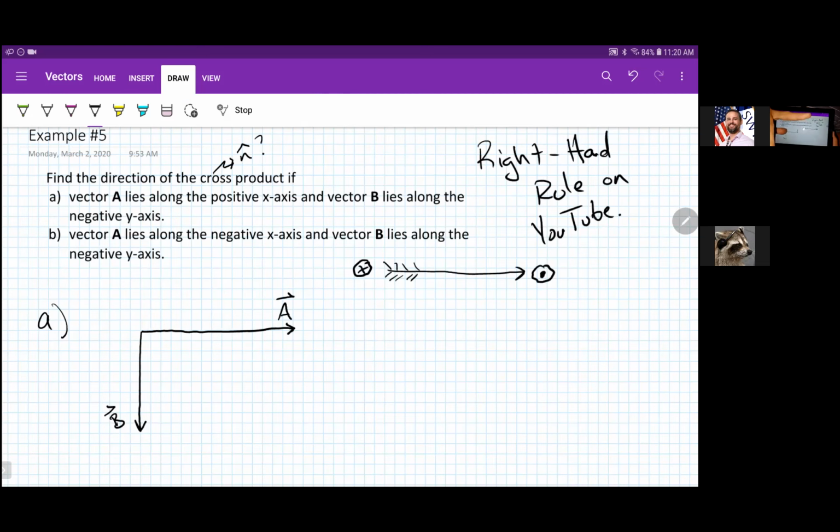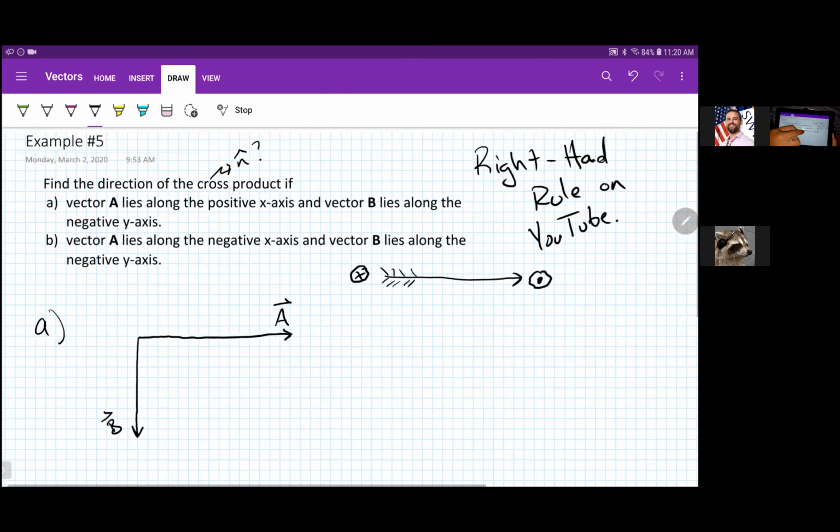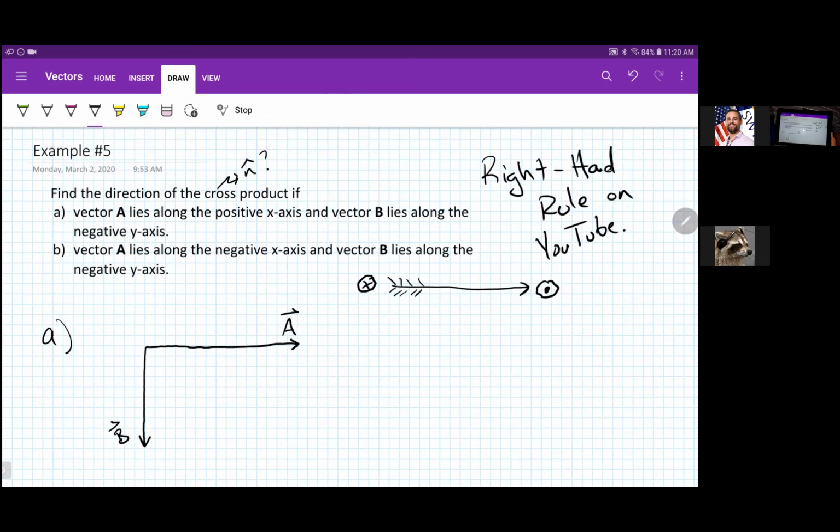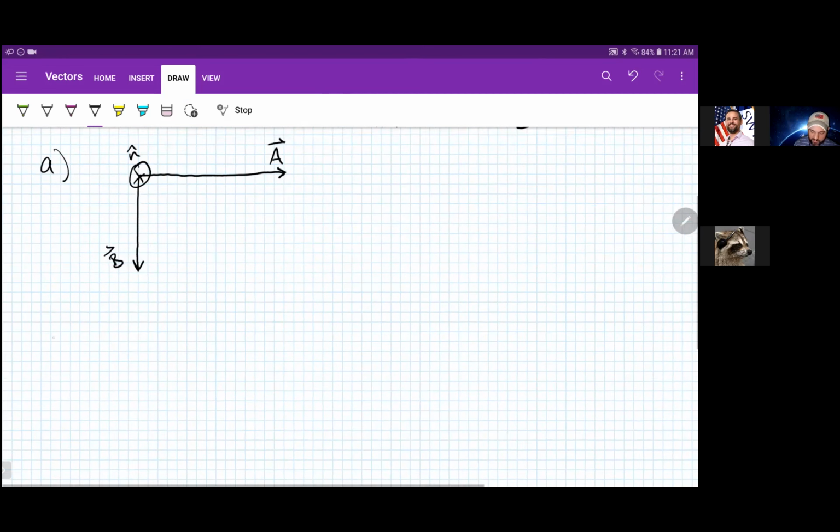Okay, so hopefully you guys can see that. So I would draw it as this little X. I'm watching the arrow go away from me, so I would draw it like this. That's my N hat. It's going into the page. I hope that makes sense. It's very difficult to do like this without a whiteboard that I can work off of behind me.